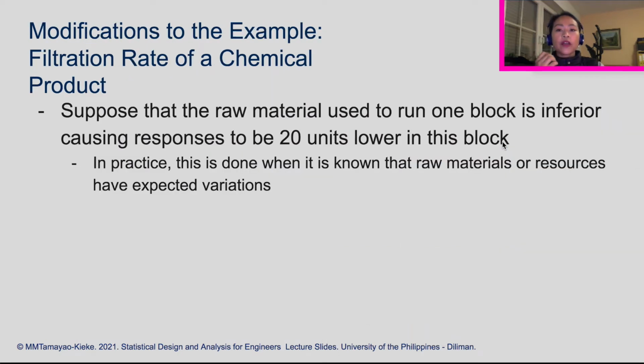Now, let's look at a further modification. Suppose that the raw material used to run one block is inferior, causing responses to be 20 units lower in this block. In practice, this could be done when it is known that the raw materials or resources have expected variations.